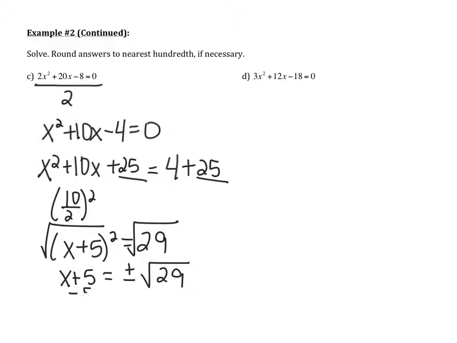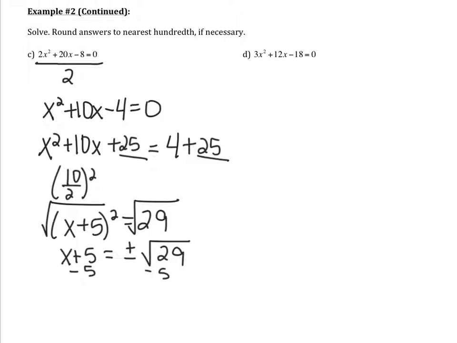So when I subtract 5 from it, I can actually write this as x equals negative 5 plus or minus the square root of 29. That would be my exact answer. Basically, all I did was take that minus 5, put it in front here, and say negative 5 plus or minus the square root of 29.